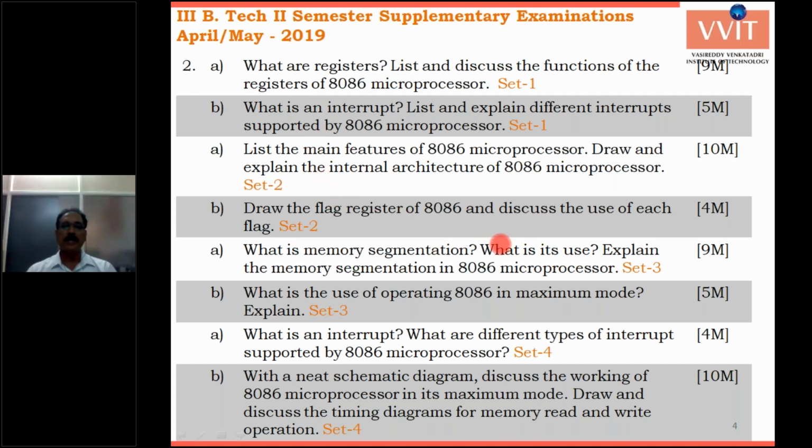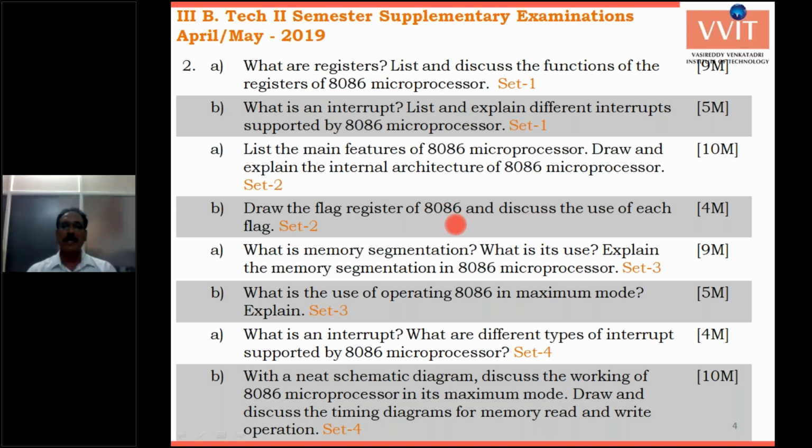List the main features of 8086 microprocessor. Draw and explain the internal architecture of 8086 microprocessor. Draw the flag register of 8086 and discuss the use of each flag. These 2 questions are asked in set 2. What is memory segmentation? What is its use? Explain the memory segmentation in 8086 microprocessor.